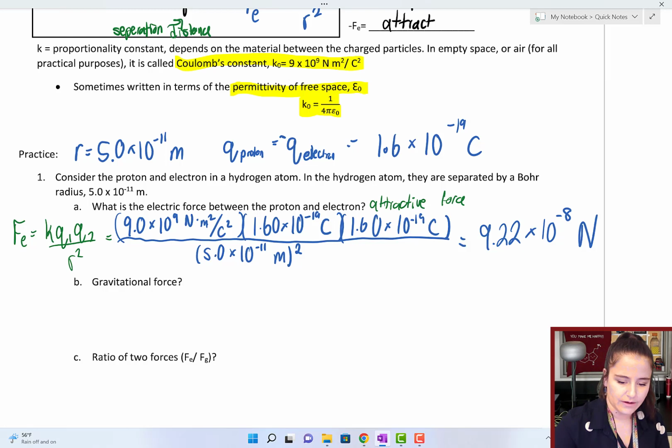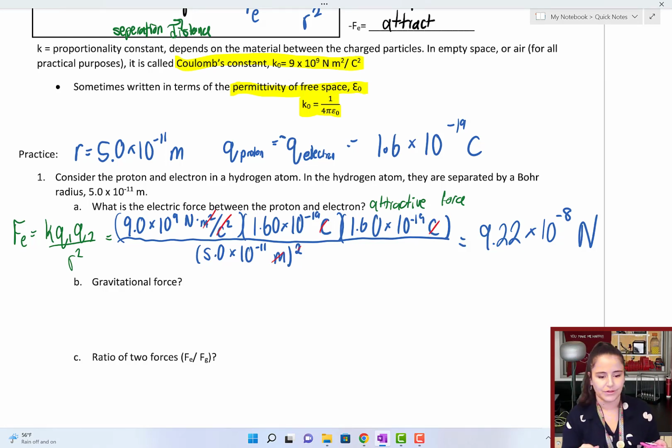And the units work out. Coulomb squared, coulombs, meters squared with the meters squared. We're left with units of newtons.